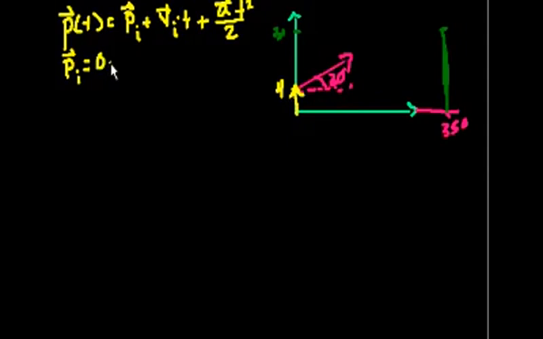So it has no x component, so 0 times the unit i vector, and then plus 4 times the unit j vector, or the unit y vector. Or you could just write that as 4j. Right? You don't have to write this at all.